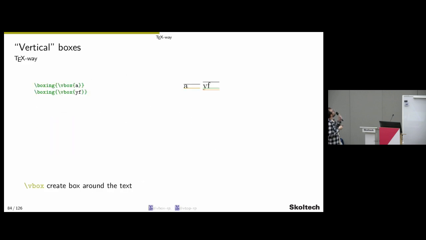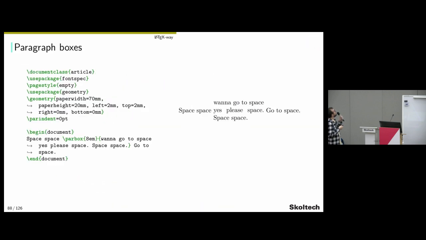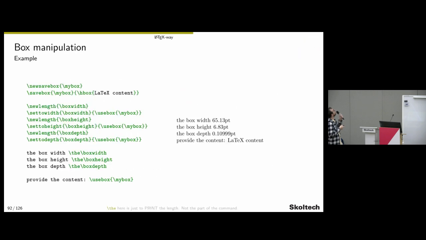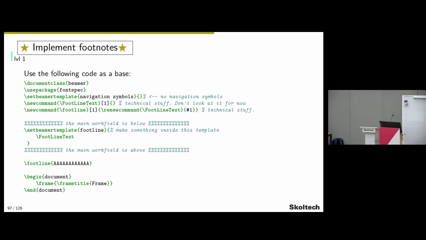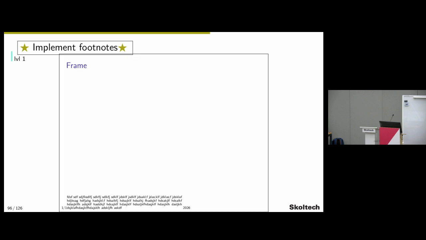So the level 1 task is to create something like this. It's not the same as my footnotes, but it's still a good first guess. And you can use this code as a start. Everything you need to work on is this field. This field is for you. Don't try to add something there, and don't try to add something there. You can add a new box, something to create such stuff.